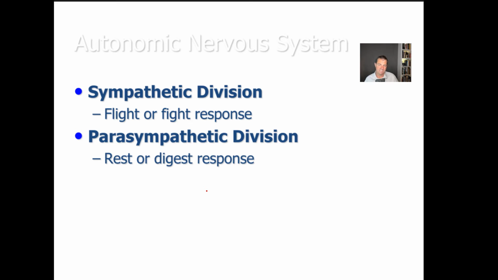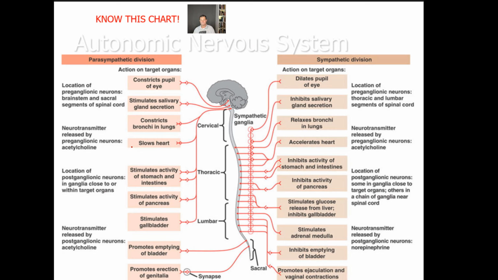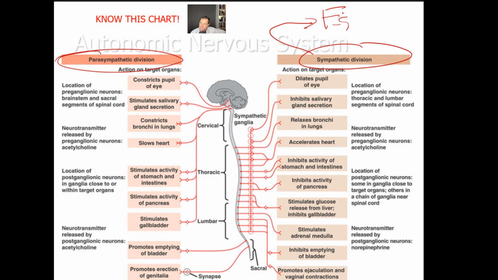And sympathetic is the one side that you don't typically actively control with your mind, that is often referred to as the flight or fight response. And then you have the parasympathetic division, which is the rest or digest response. Now, this is one of the charts you're going to need to know about what happens in the sympathetic versus parasympathetic. So remember, sympathetic is fight or flight, okay? And this one's rest and digest, okay?